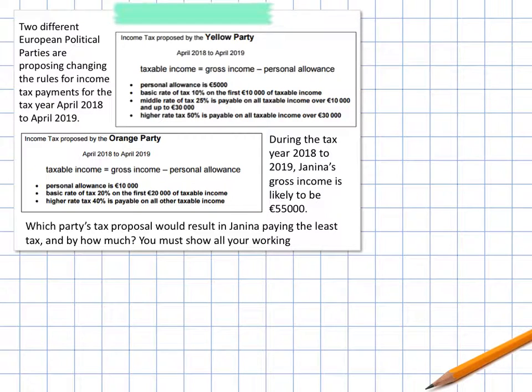So let's look at the yellow party first, and we'll read it really carefully. It starts off with a formula for taxable income, so we'll definitely highlight that because that's probably going to be useful. Okay, so we work out the taxable income by doing the gross income, and that word appears down here, so we know that the gross income is 55,000, and we have to subtract the personal allowance, and the personal allowance is 5,000 euros there.